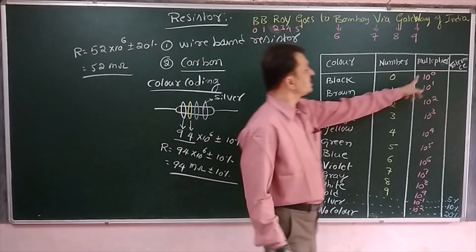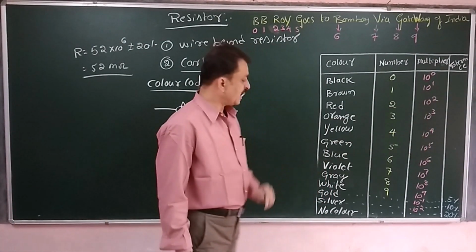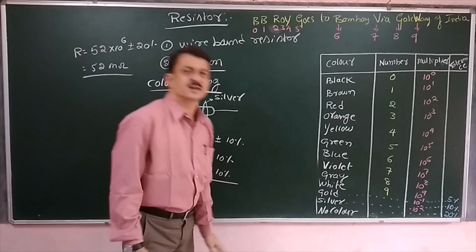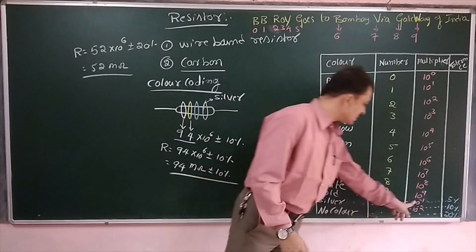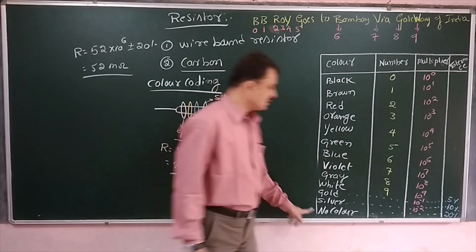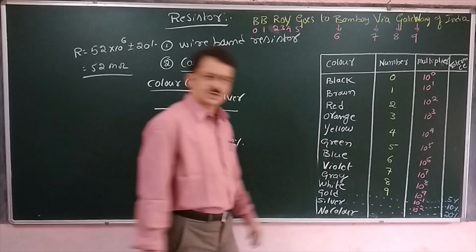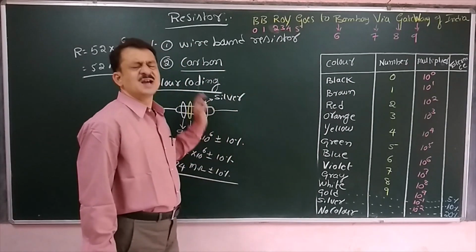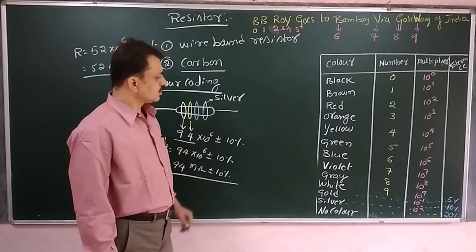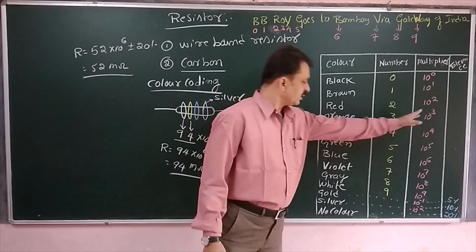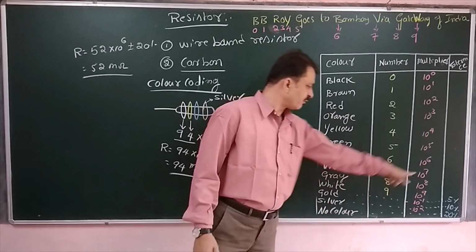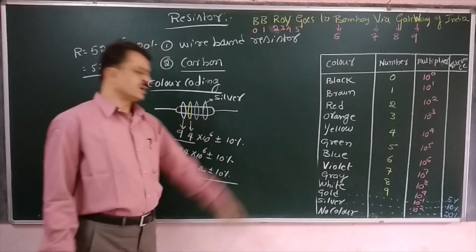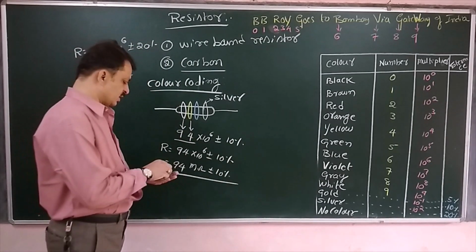Now this is the decimal multiplier. In the decimal multiplier, we may find gold, silver and no color. If it is gold, it is 10 to the power of minus 1. If it is silver, it is 10 to the power of minus 2. Okay. Now in the fourth band, if the fourth band is gold, we have a 5% tolerance, silver is 10% tolerance, and no color is 20% tolerance.